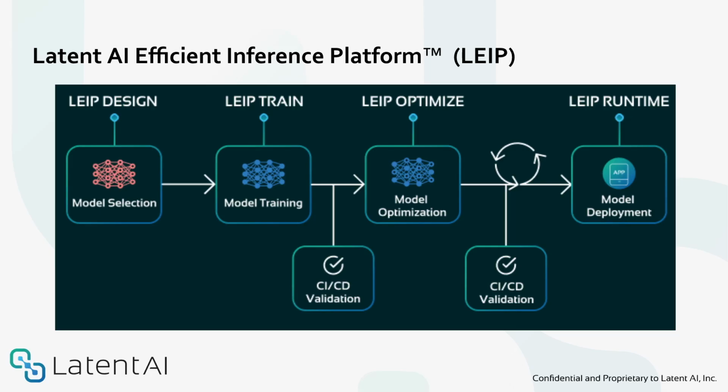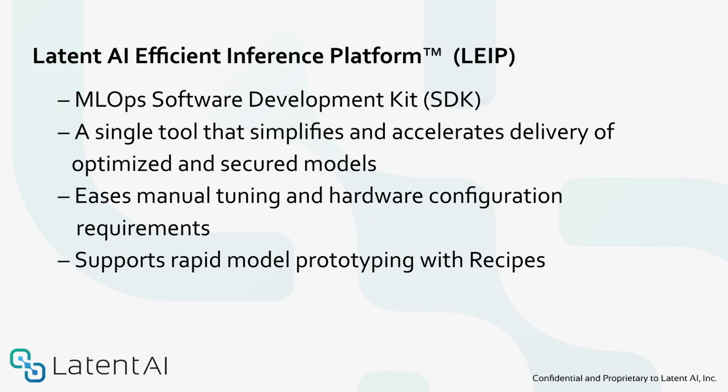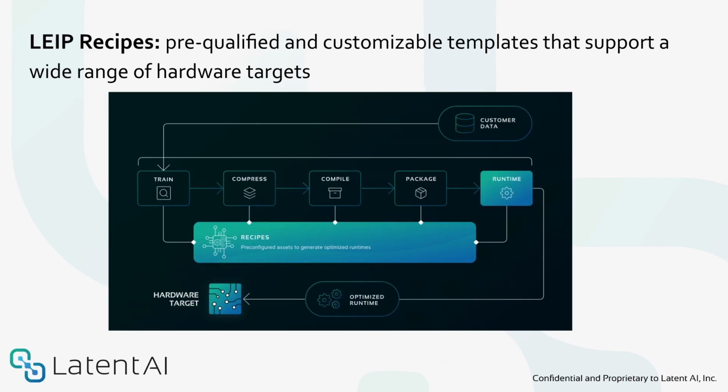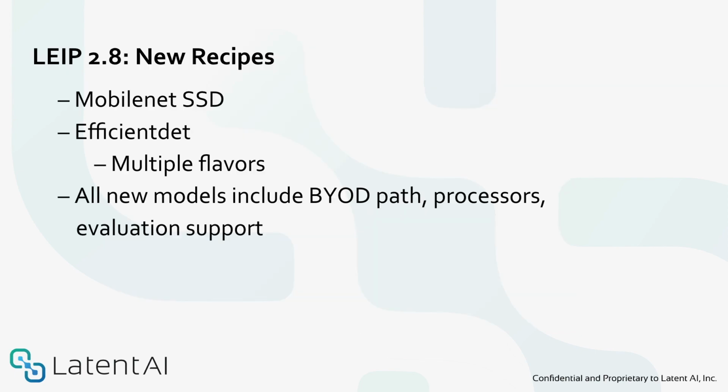Our flagship product, the Latent AI Efficient Inference Platform, or LEIP for short, is an MLOps software development kit that can optimize and secure neural network runtimes for specific hardware targets. LEIP creates ultra-efficient and portable models optimized for compute, energy, and memory without requiring any changes to existing AI/ML infrastructure and frameworks. Customizable templates, called recipes, are pre-qualified for a range of hardware targets and enable rapid prototyping of new models. We've just released our latest version, 2.8.